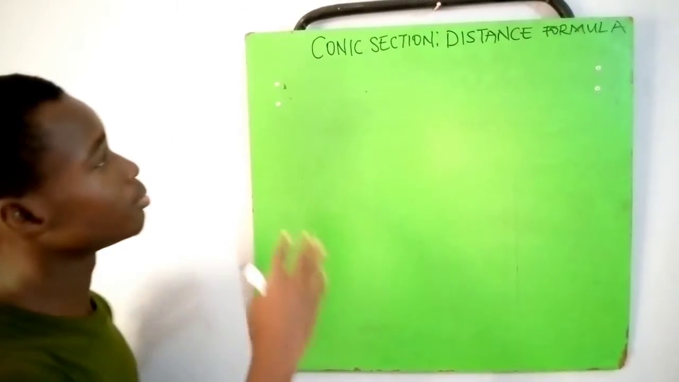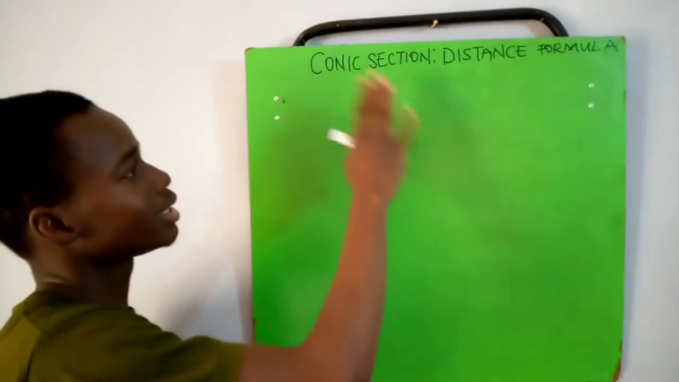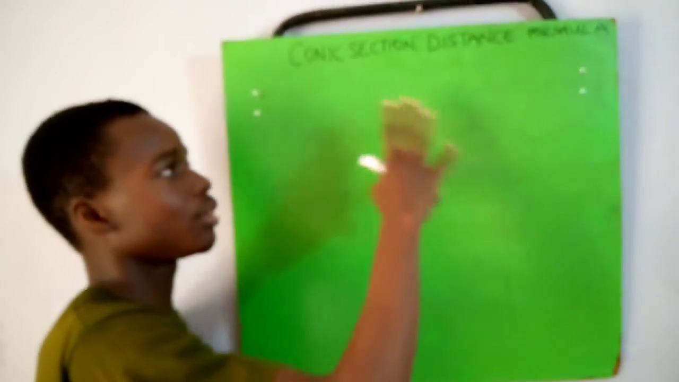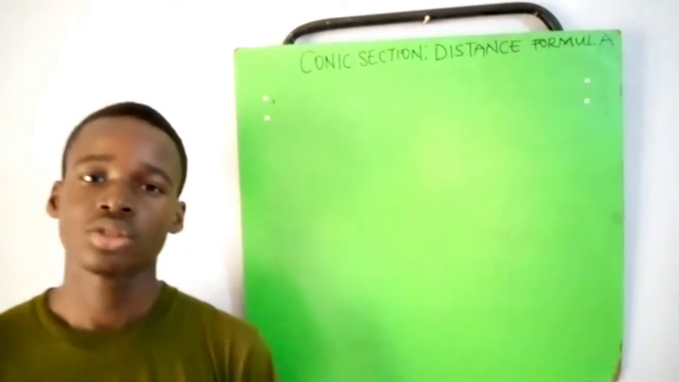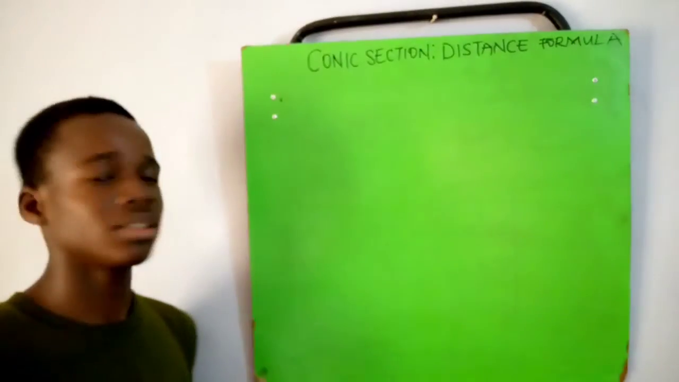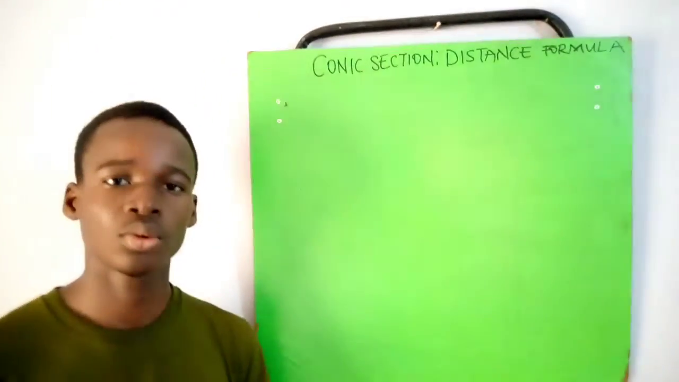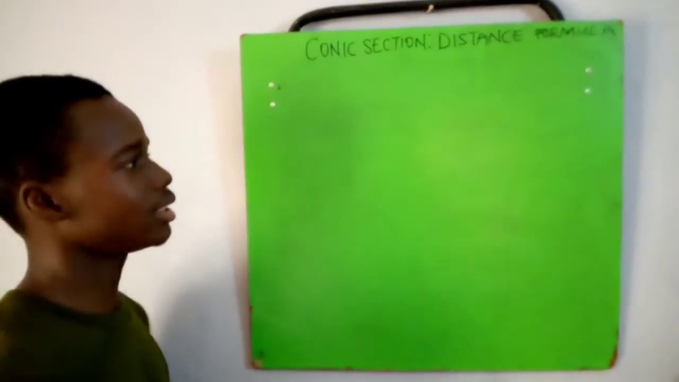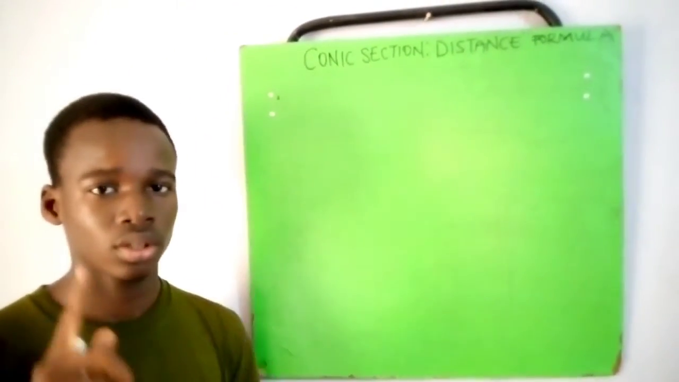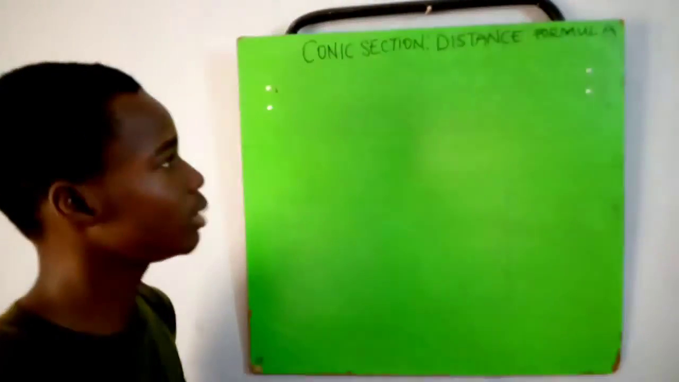Hello, today we'll be talking about conic sections, and under that I'll be teaching you how to get the distance formula. So suppose we have 2 points, (x1, y1) and (x2, y2), on a coordinate system. How do we find the distance between these 2 points? We use Pythagoras theorem. Let me make it easy.